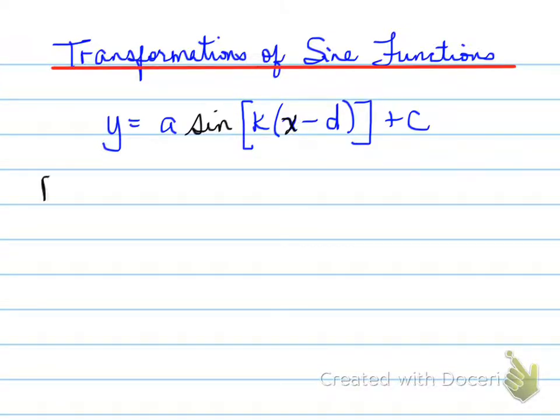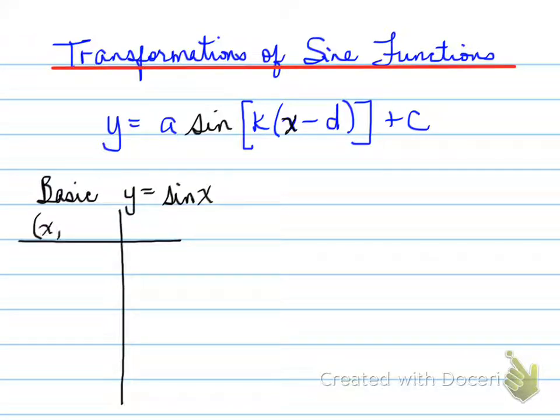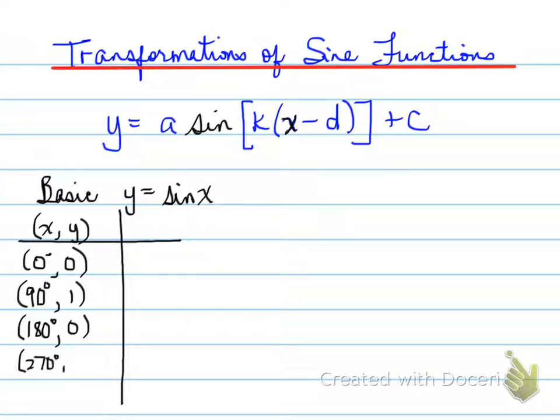So, from this, we need to have in our table the basic coordinates for the sine x function, which are 0, 0, 90, 1, 180, 0, 270, negative 1, and finally 360, 0. These are the basic coordinates for the sine function.